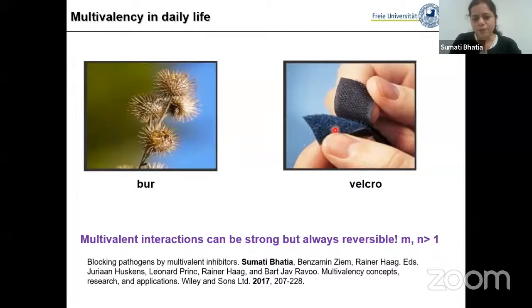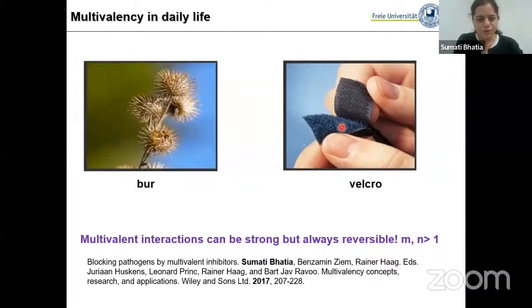And also for the multivalent interaction, the basic aspect to be fulfilled is that M and N should be greater than 1. So on both sides, ligands or receptors, they should be greater than 1. So there should be at least 2 receptors and 2 ligands which are able to bind together. So this is the example of multivalency in day-to-day life.